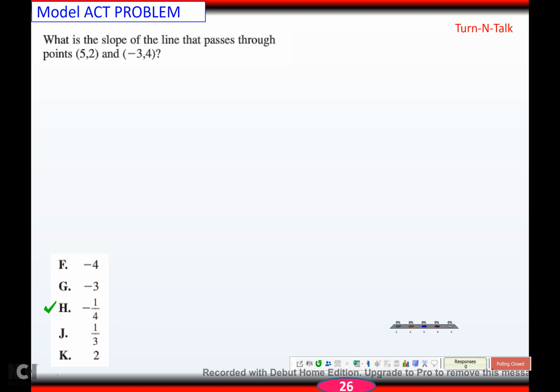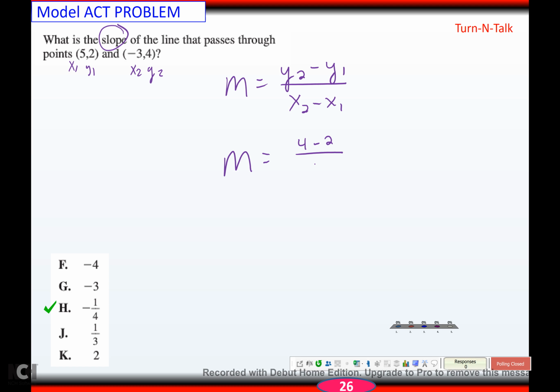And hopefully you got -1/4. They want the slope of the line that passes through those points. Slope formula is y2 minus y1 over x2 minus x1. There's x1, y1, x2, y2. So my slope is 4 minus 2 over -3 minus 5. 4 minus 2 is 2. -3 minus 5 is -8. That reduces down to -1/4.